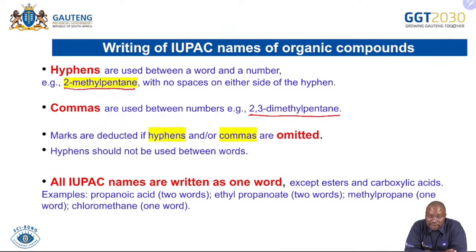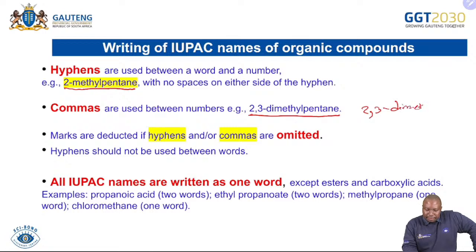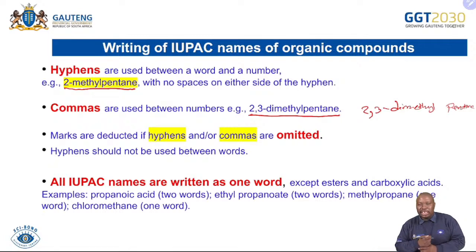So I'm hoping that we're still together when it comes to that. We're saying all IUPAC names are written as one word. You see, this is 2,3-dimethylpentane. I didn't say 2,3-dimethyl, then pentane, like it's a name and a surname. No, it's one name: 2,3-dimethylpentane, one name. So that's what we're saying, except we have exceptions. Our exceptions are when we name esters and carboxylic acids.